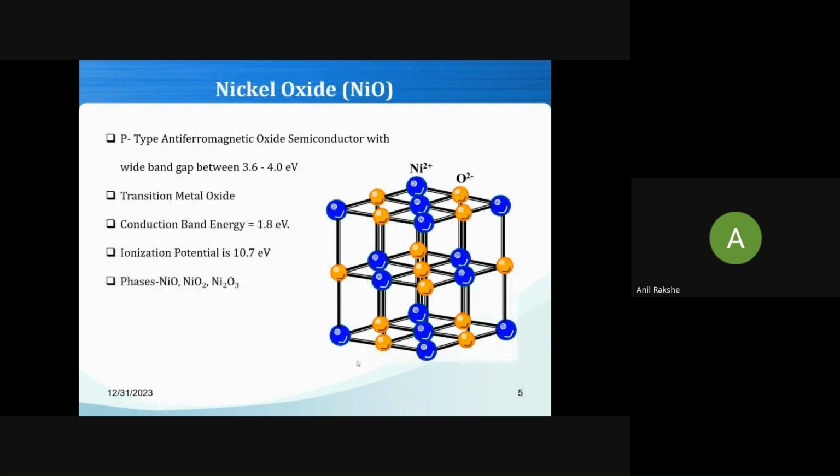Next, this is the basic structure I have drawn for nickel oxide, a p-type antiferromagnetic oxide semiconductor with a wide band gap of 3.6 to 4 electron volt, having conduction band energy of 1.8 electron volt, and the different phases it has, like NiO, NiO2, Ni2O3.